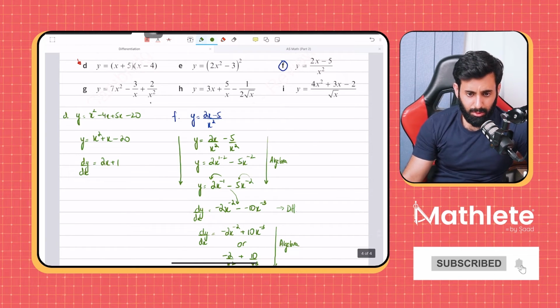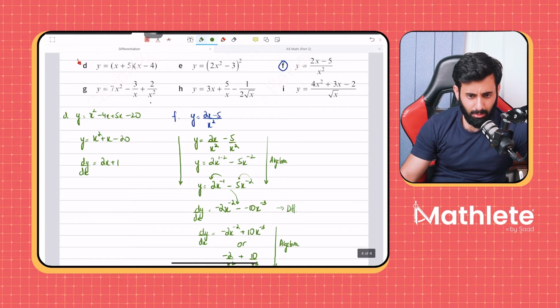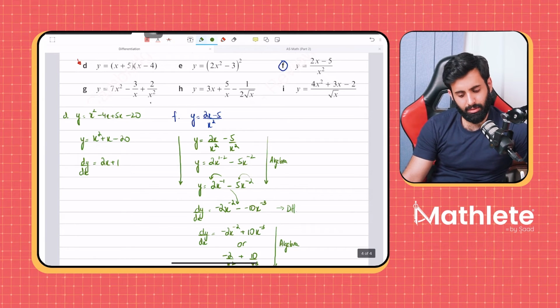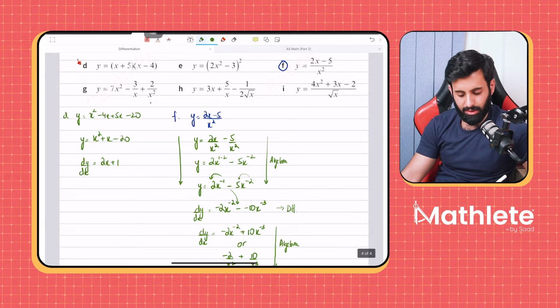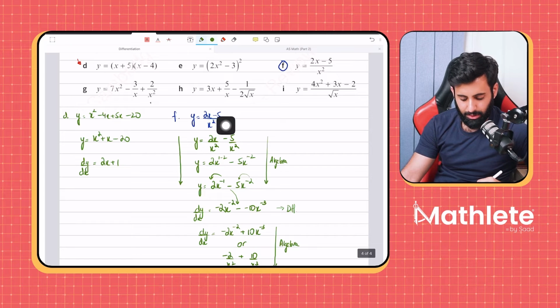So what I was told... Why isn't that applicable? What did you say? Can you say that again? We just take the x square in the numerator and multiply with the whole thing. Yeah, you can do that. You get the exact same thing, 2x multiplied by x to the power minus 2.